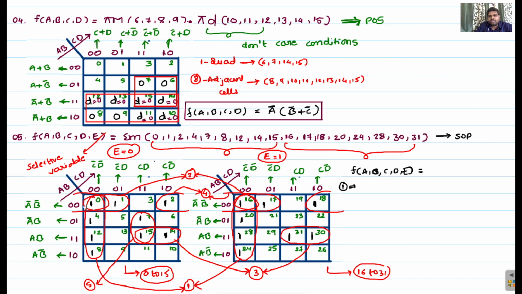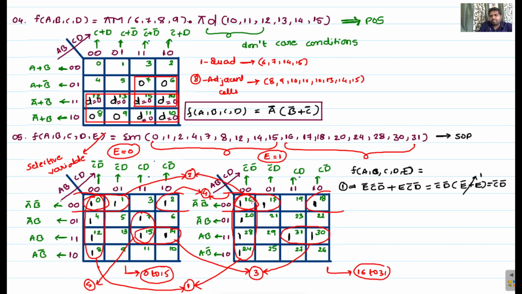So for this first K map, that is C bar D bar only when E equals to 0. That means I will mention E bar, because 0 means the complementary form in sum of product. So I will indicate with E bar into C bar D bar. And next, the second K map, here E is equal to 1. So I will take E into C bar D bar. If you take C bar D bar as a common element, what you will get is C bar D bar into E bar plus E. E bar plus E equals to 1 according to our operation theorem. So what you will get is C bar into D bar.